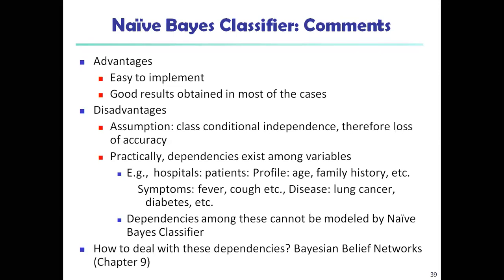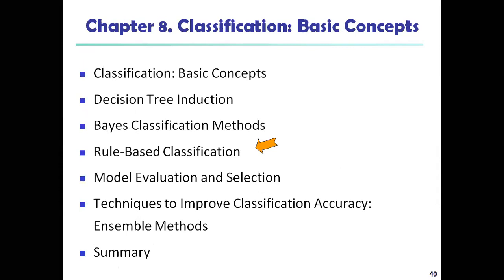So in a hospital, based on the patient's profile, age and family history, and whenever you join the hospital with symptoms like fever and cough, diseases like lung cancer and diabetes, there are dependencies among these variables. Dependencies among these cannot be modeled by the Naive Bayes classifier. How to deal with these dependencies, using Bayesian belief networks, we will discuss in further classes. This is regarding the Bayesian classification methods.